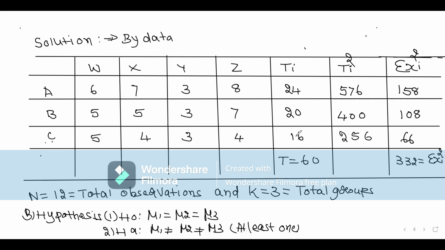Now you can add the Ti column here. 24 plus 20 plus 16. This is 60. Means this is the sum of all the observations, equal to 60. And similarly here, look here, you can add them. Xi square, 158 plus 108 plus 66. This is 332. This is the summation of x square, Xi square.